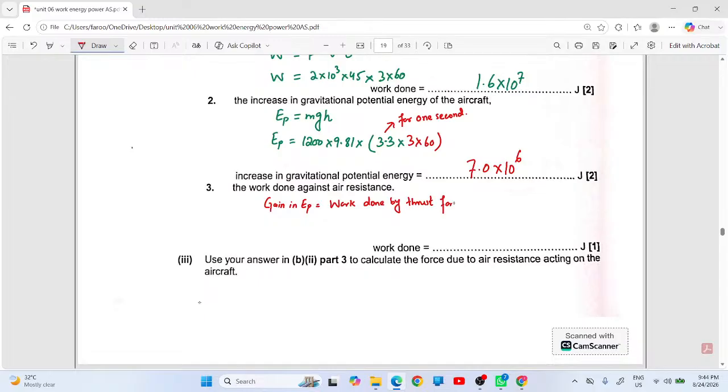Thrust force, not the resistance. Plus work done by air resistance or friction. Now, gain in potential is mgh, which equals 7 10 power 6. This will be shifted on this side. The work done by the thrust force is 1.6 10 raised to power 7. Now, what is the work done by the friction or air resistance?